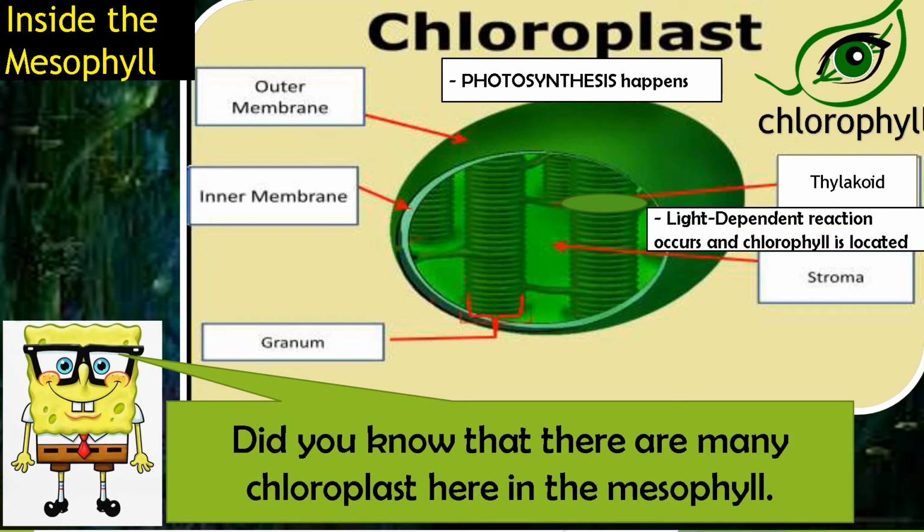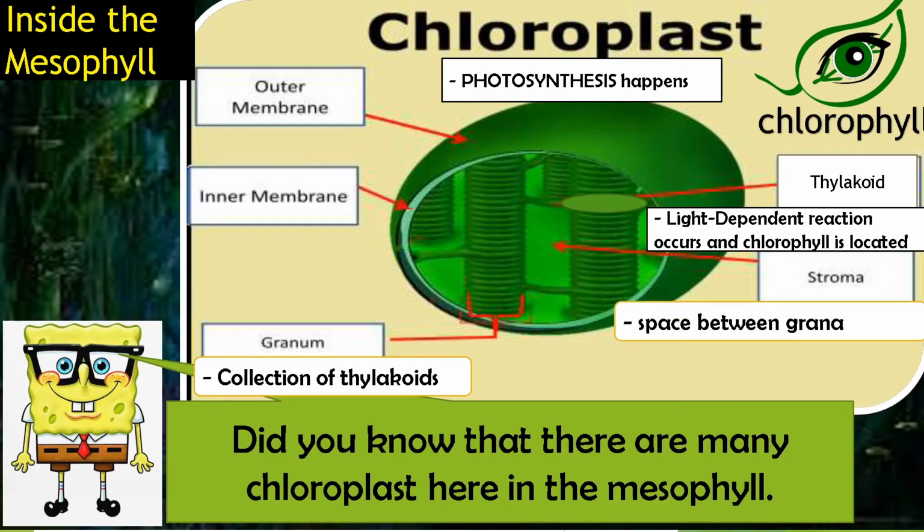In thylakoid, light-dependent reaction occurs and chlorophyll is located. Chlorophyll is the green pigment of plant. It is also a raw material in the process of photosynthesis. Granum is a collection of thylakoids. Stroma are space between grana, and Calvin cycle occurs.